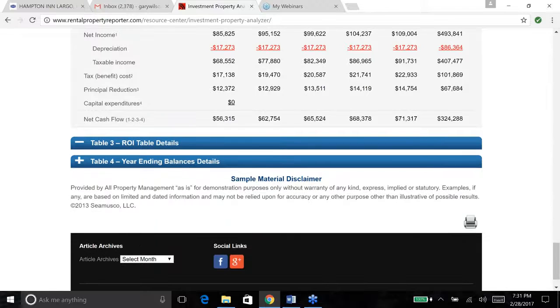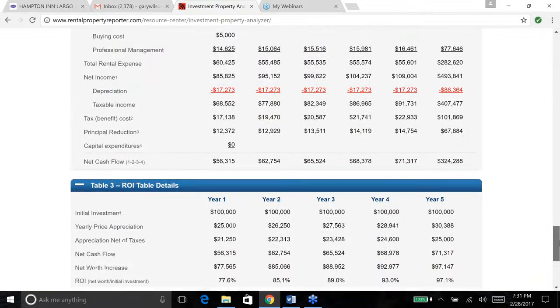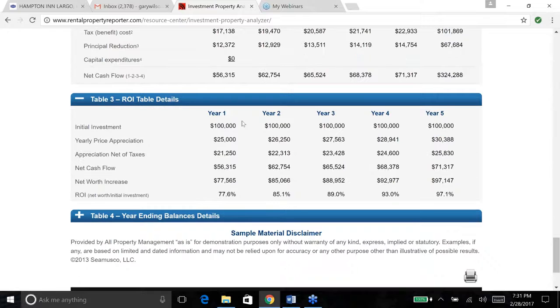This is ROI, return on investment. So your initial down payment is $100,000, okay? Your yearly price appreciation is $25,000 in that first year, which I think is 4%. If I remember, we made that 4%.